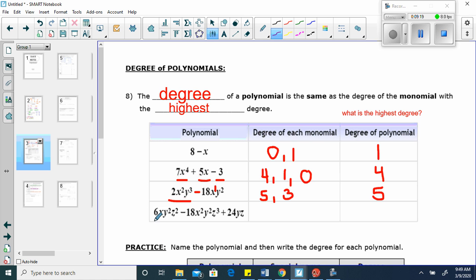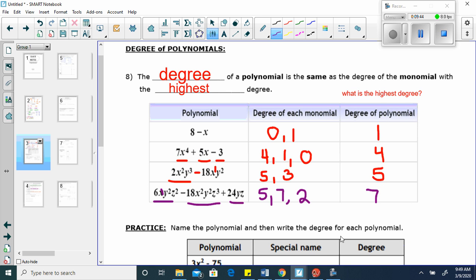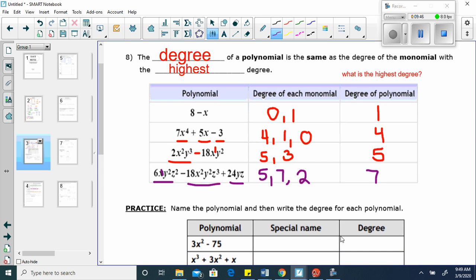Come down here. What is the degree of this term? 5. Good. 2 plus 2 plus 1 is 5. What is the degree of this term? 7. 2 plus 2 is 4, plus 3 is 7. And what is the degree of this term? 2. So what is my highest degree? 7. So that's the degree of the polynomial. Questions on that?